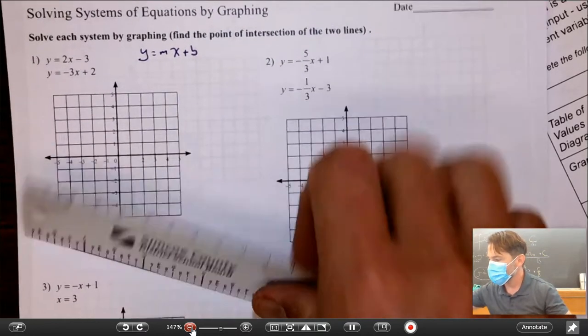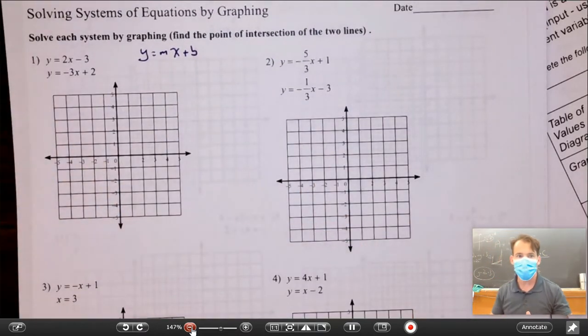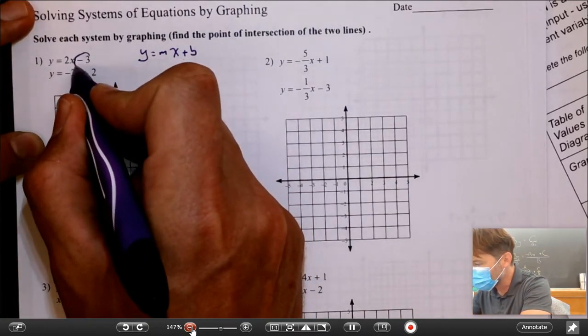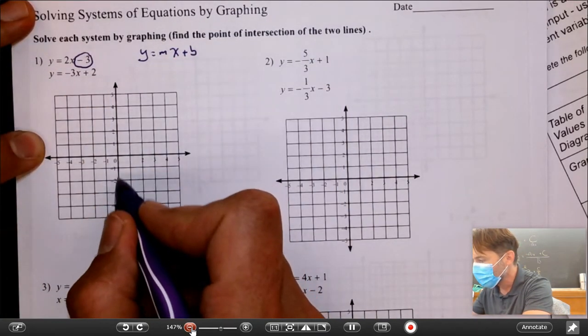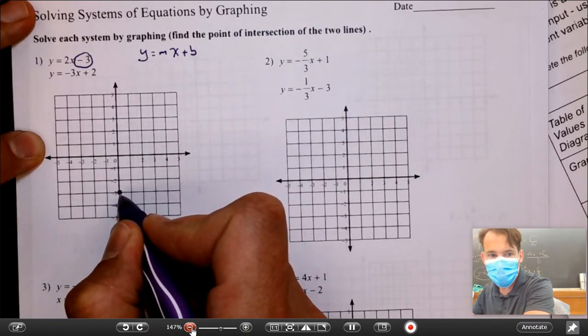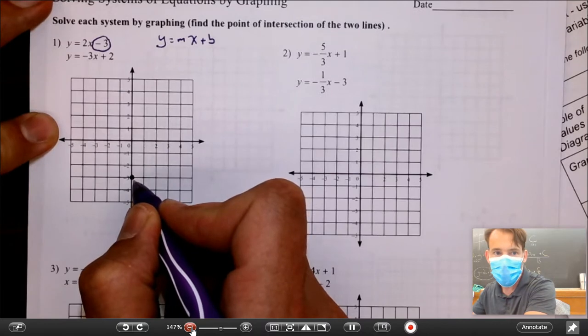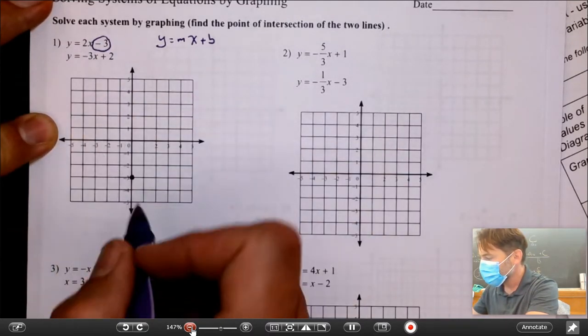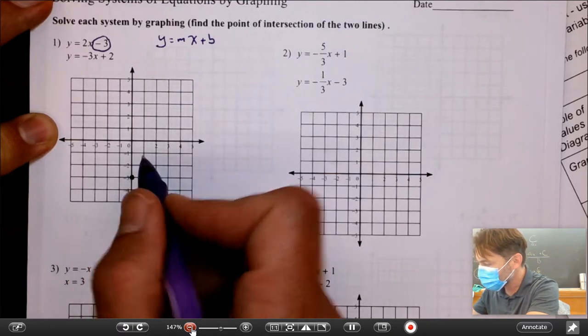So the first thing that I'm going to do when I'm graphing this line, y is equal to 2x minus 3, is identify the b value here as minus 3, and I'm going to go ahead and plot that. That gives me my y-intercept, the place where that line is going to touch the y-axis. And then I am going to use the slope to go over 1 and up 2.